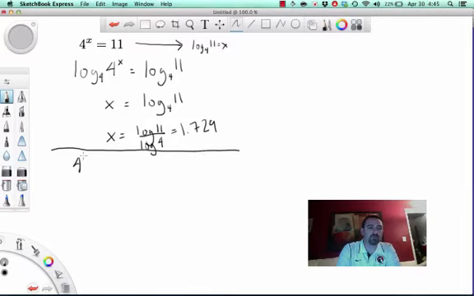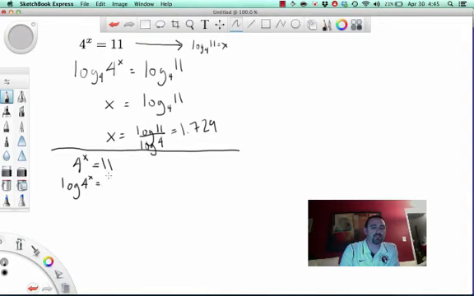So I start again with 4 to the x equals 11, and I log both sides. But instead of choosing to use log base 4, I'm going to use log base 10. Why? Because I like log base 10. It's got a button in the calculator. So here's what I'm doing. I'll take log base 10 of both sides.